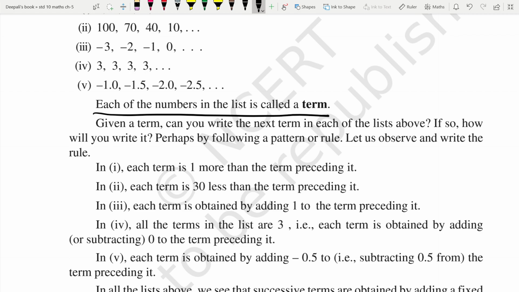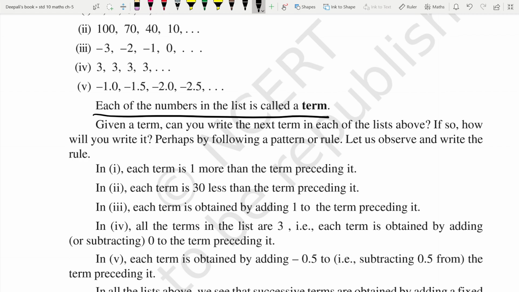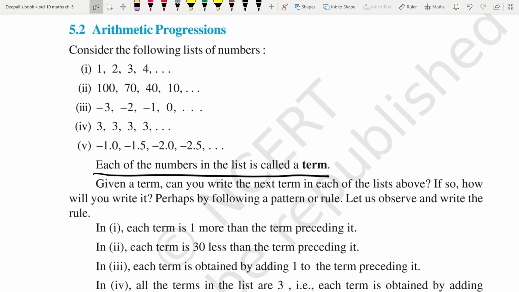Can you write it? Perhaps by the following pattern or rules. Let us observe and write the rule. In the first one, each term is more than the preceding term by 1. So here it is 1, 2, 3, 4.